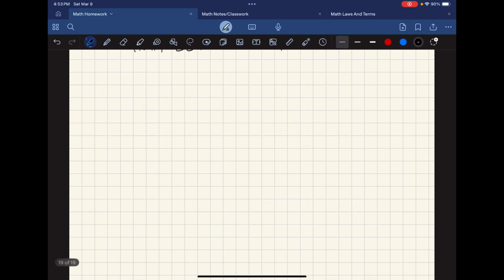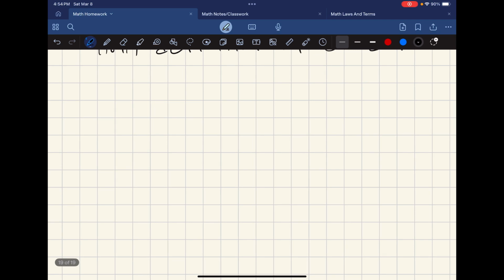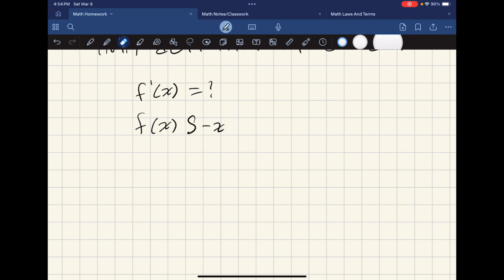So this is for Homework Journal 3.2, and the question I was given for this one was to find f prime of x of f of x, and that is 5 minus 2x squared.